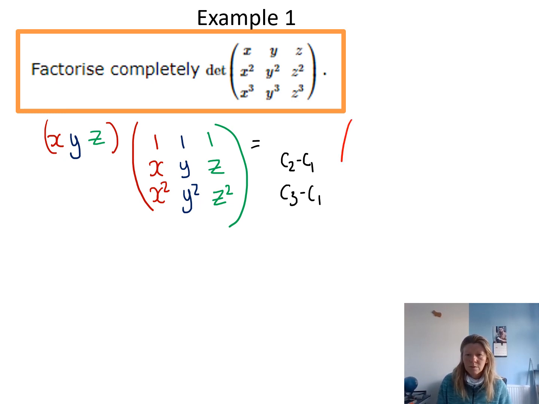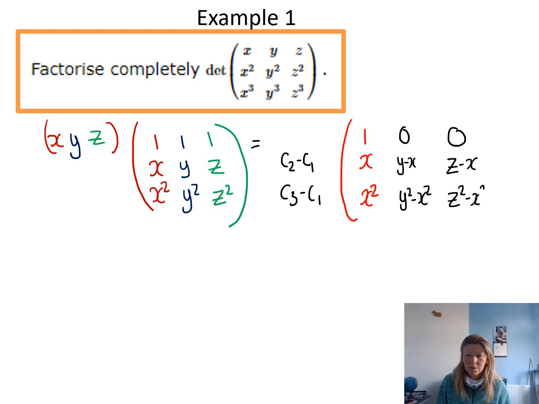So column 1 stays the same. Column 2, we take away column 1 from it, so that becomes a 0. Y take x, and y squared take x squared. Similarly with column 3 take column 1: z take x, z squared take x squared. Alright, so I've got noughts there. We'd like a nought there as well, really.